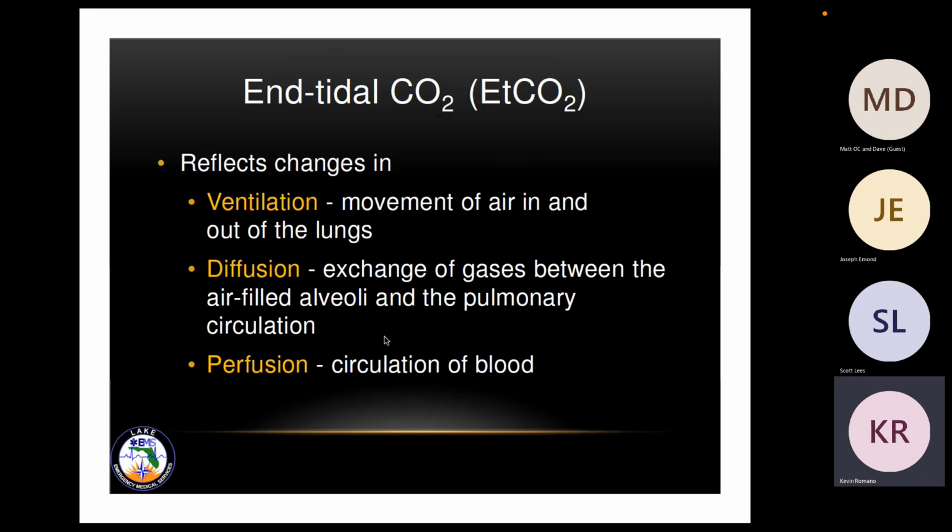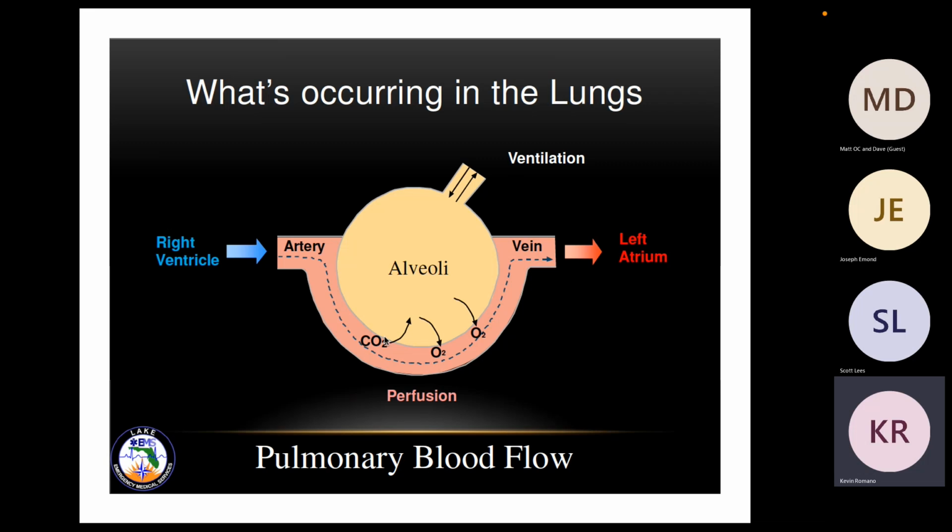End-tidal CO2 reflects changes in ventilation, movement of the air in and out of the lungs, diffusion exchange of the gas between the air-filled alveoli and the pulmonary circulation, and it also measures perfusion, which is circulation of the blood. You'll start seeing changes in end-tidal based on these. So what's occurring in the lungs?